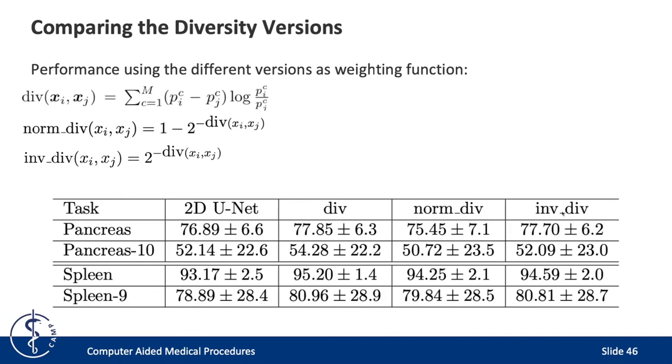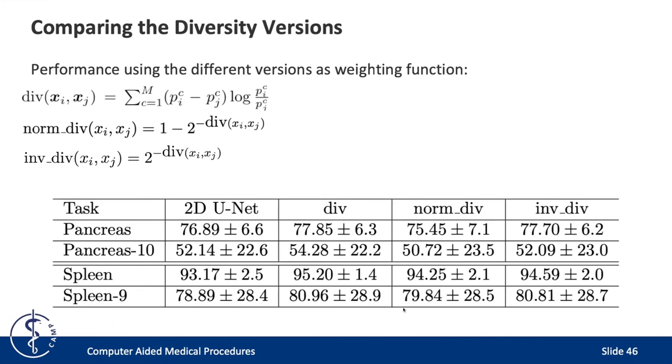And we go, for example, to the inverse of the diversity, which is more like a similarity metric between the expectations. And we can see that for the pancreas trained on the full dataset, we have more or less a similar performance. And with the pancreas trained with the small dataset, we have not as good performance as using only the diversity. We have basically no difference between the 2D unit and the inverse of the diversity.